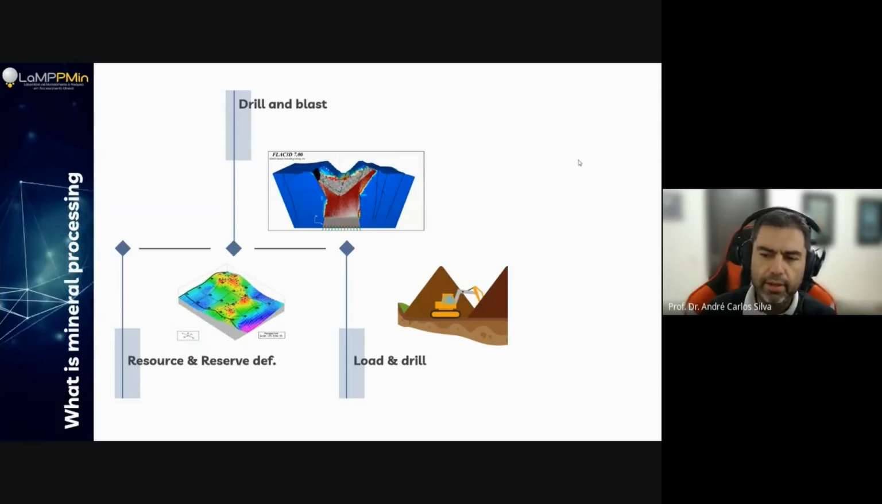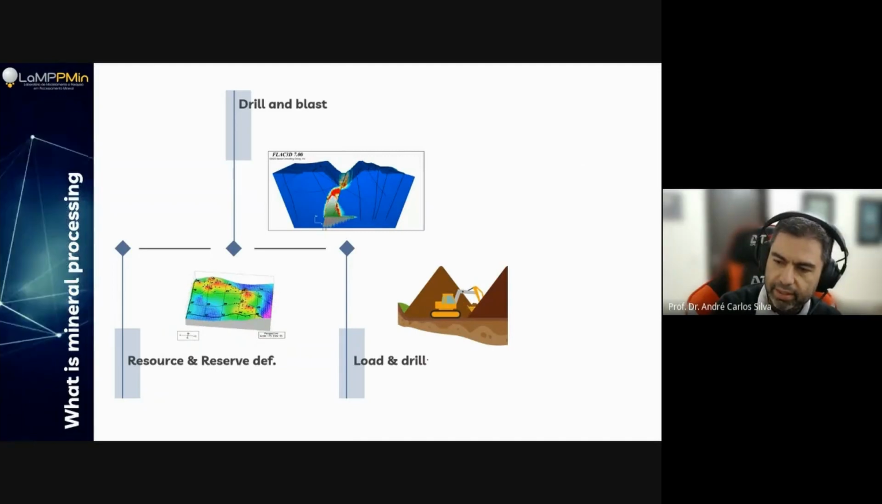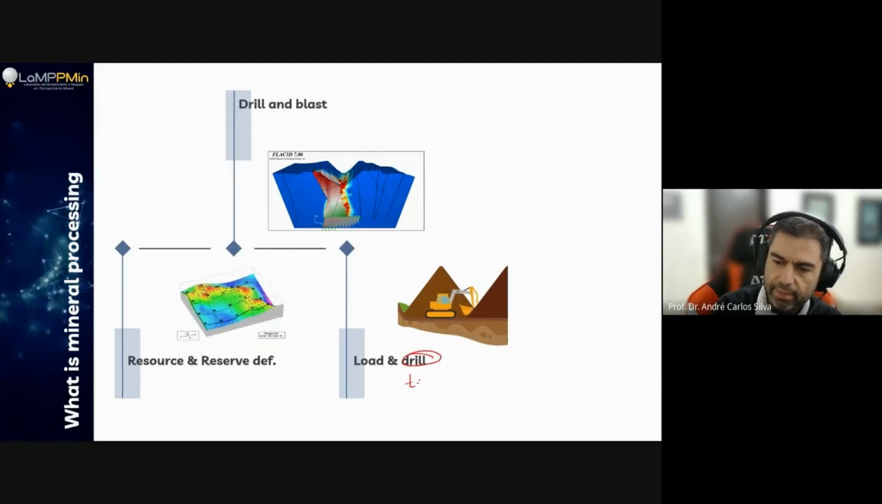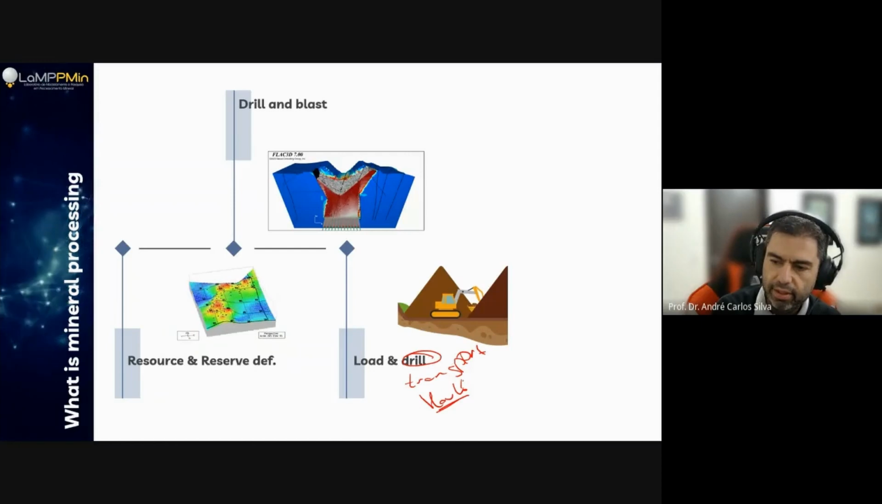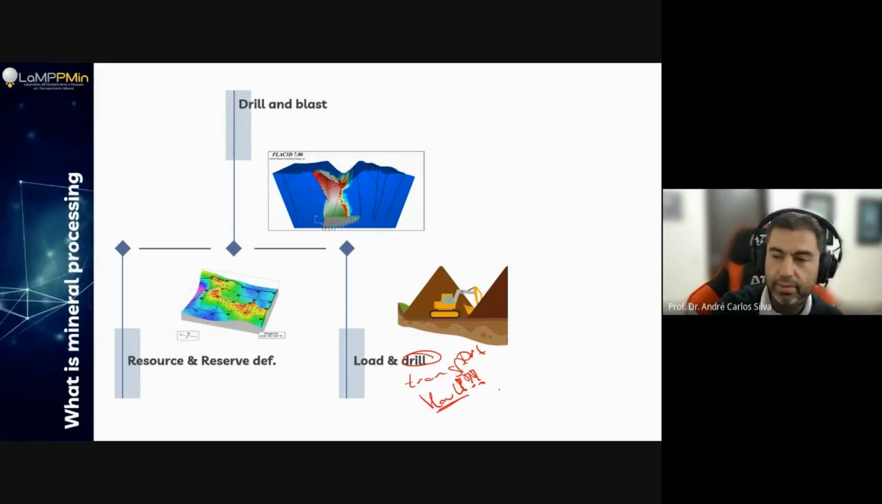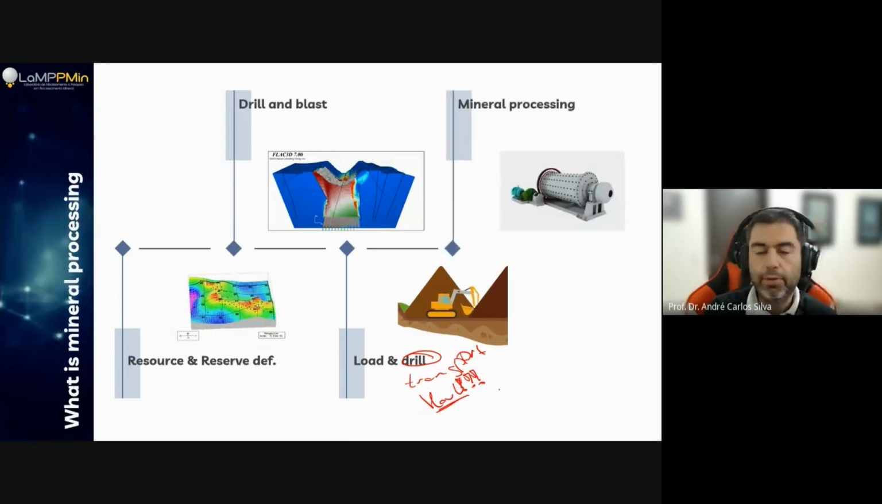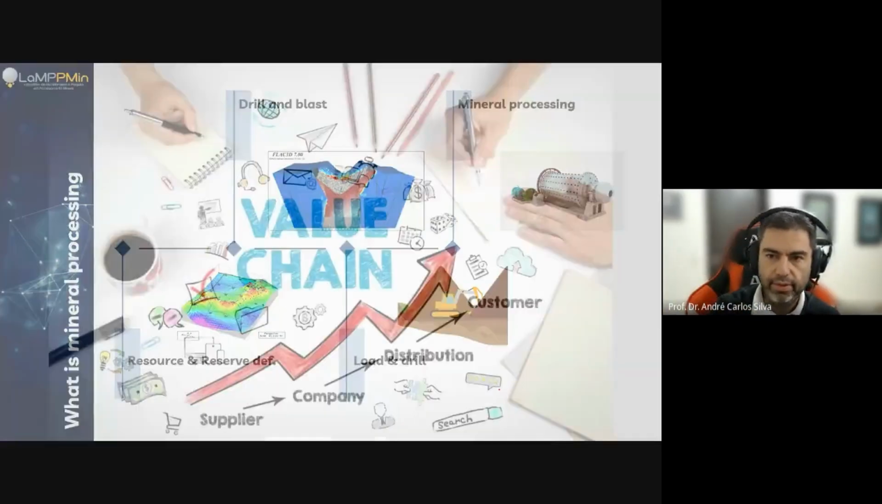What we have to do then is load and then transport this material. That is a silly mistake over there. It's not supposed to be drill over here. It's actually haul the material, the best word would be haul. It's just one L. And then we feed the mineral processing plant. So today we're going to take a quick look at those stages, and then we focus on mineral processing.